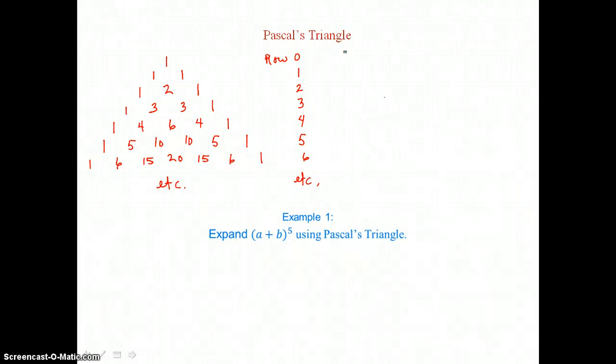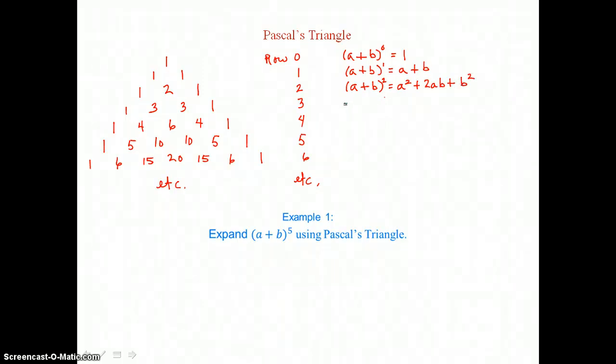Row 0 is the value you get when you raise a plus b, that binomial, to the 0 power, because anything to the 0 power is equal to 1. The digits in row 1 of Pascal's triangle are the coefficients of a plus b raised to the first power. That has a value of 1a plus 1b. The second row of Pascal's triangle are the coefficients of a plus b squared. Now we know when we multiply this binomial by itself, we're going to get 1a squared plus 2ab plus 1b squared.